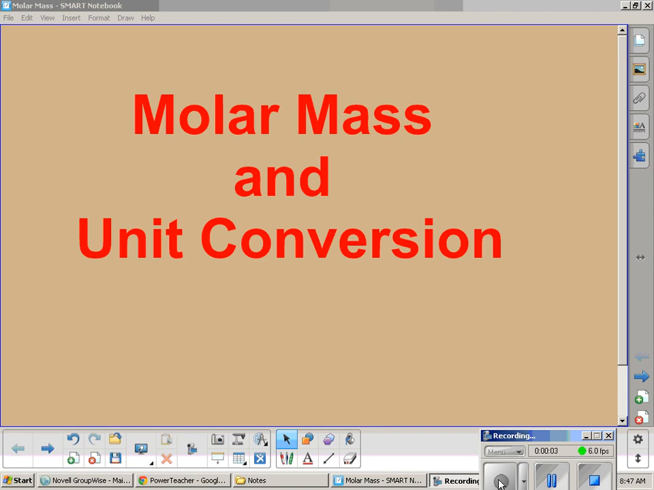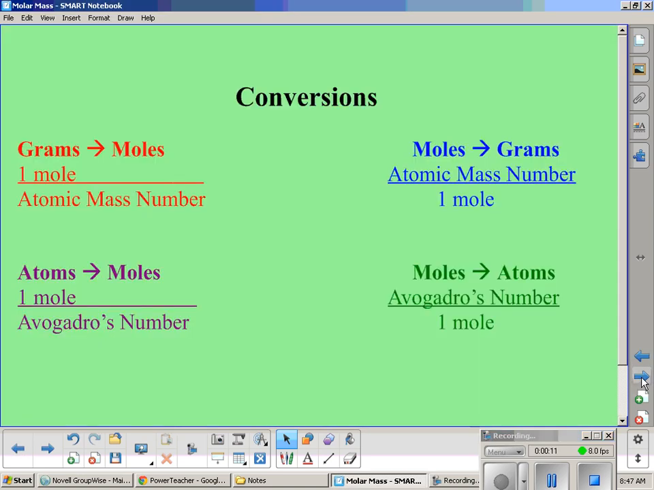In today's video, we're going to talk a little bit about molar mass and unit conversion. You probably remember in the past we've done unit conversion. We've used these formulas when we wanted to convert from grams to moles, and then moles to grams, or maybe we wanted to go clear to atoms, moles to grams to moles, and then moles to atoms, or we could convert back. These formulas should look fairly familiar to you because we've used them in the past.